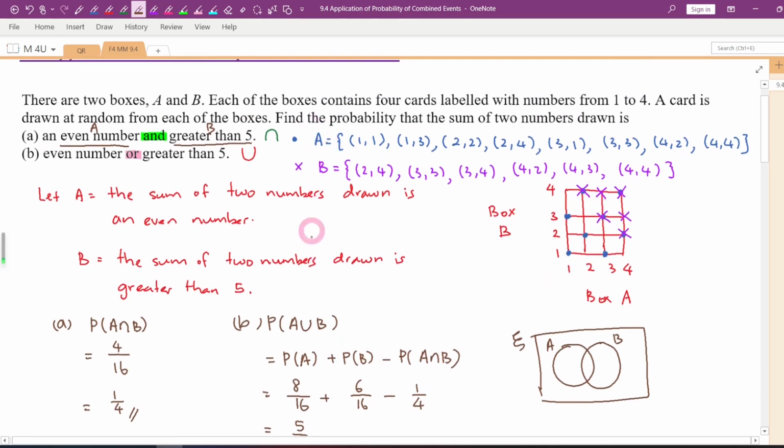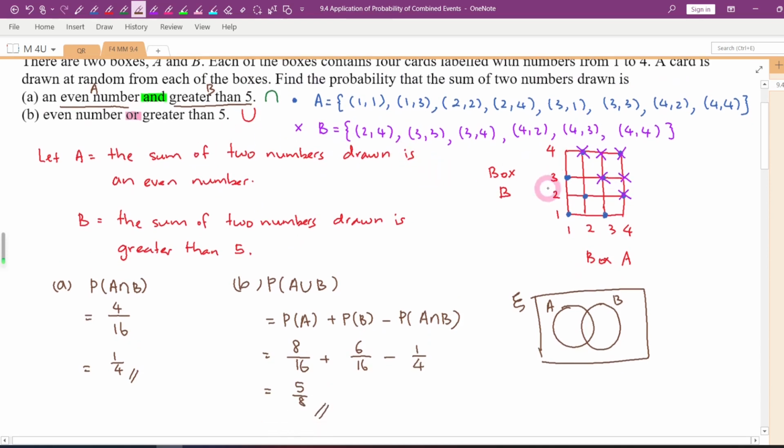If you don't want to use this formula, you can just calculate like this. A or B, right? A union B. You can just count: 1, 2, 3, 4, 5, 6, 7, 8, 9, 10. So the answer will be 10 over 16, which divided by 2 is 5 over 8. You will still get the same answer. So you can do it this way or this way.